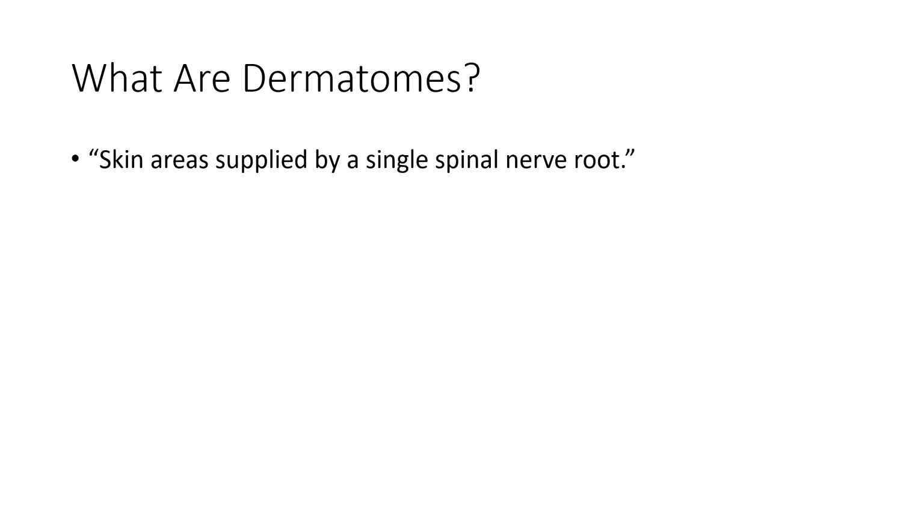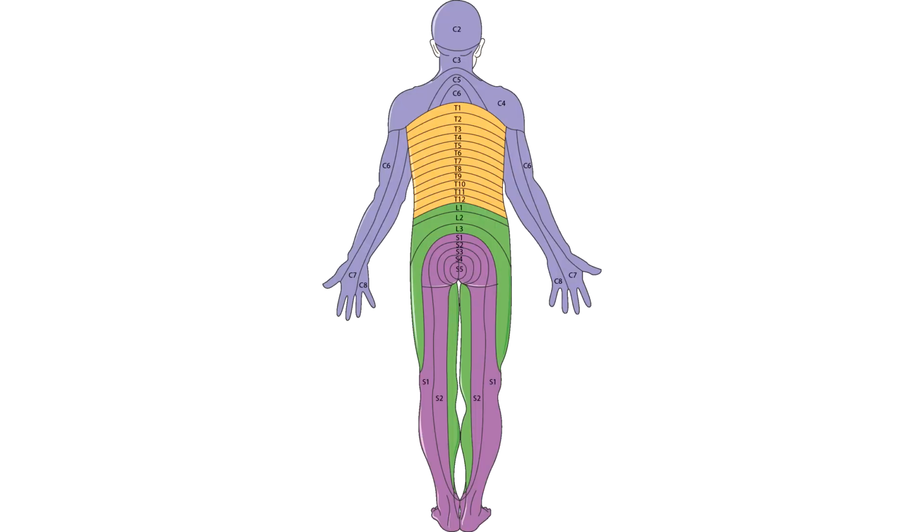Dermatomes are the skin areas which are supplied by a single spinal nerve root. A single spinal nerve root is supplying an entire skin area. So this is the visual representation of dermatomes. You can see how it is being represented. The different colors represent the different regions it is supplying.